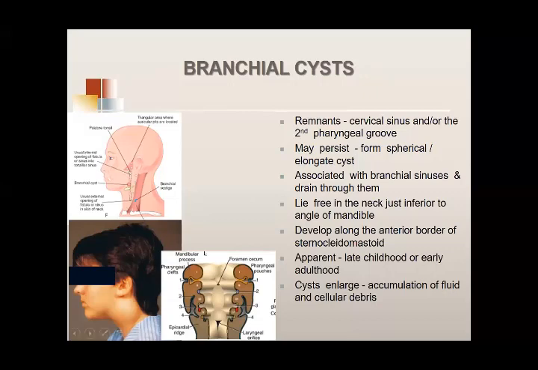Branchial cyst की बात कर लेते हैं. This is the branchial cyst. ठीक है, ये second pharyngeal groove. Second groove normally perforate करता है, लेकिन if part of it persists, तो या cervical sinus की वजह से this develops here in the neck, develops as either an elongated swelling or a spherical swelling below the angle of the mandible. Okay? And it is associated with branchial sinus, and the branchial sinus may drain into them.